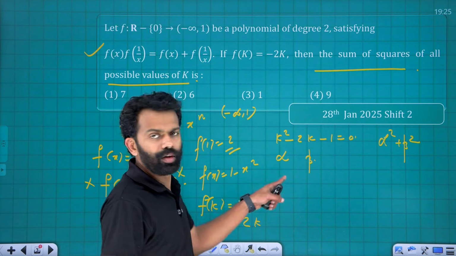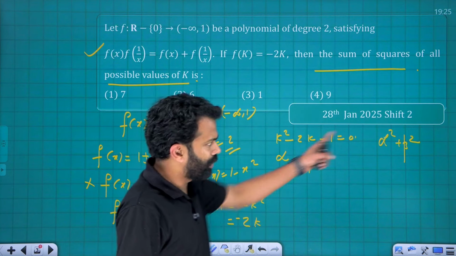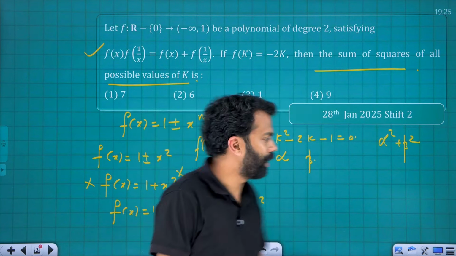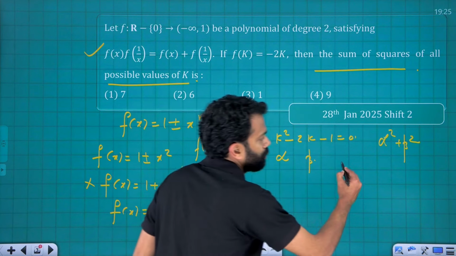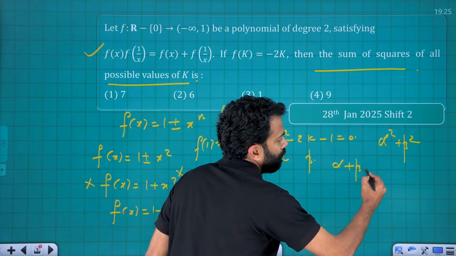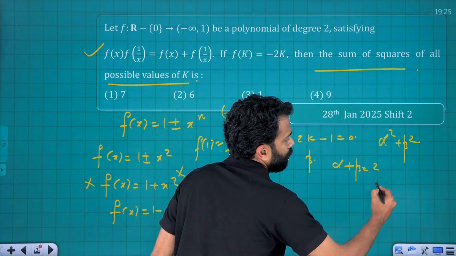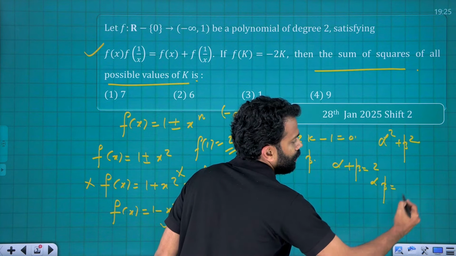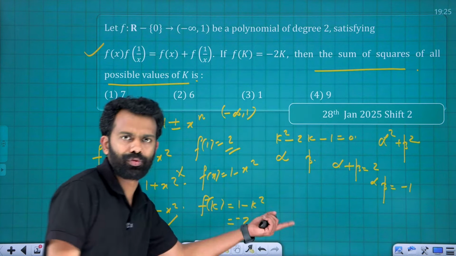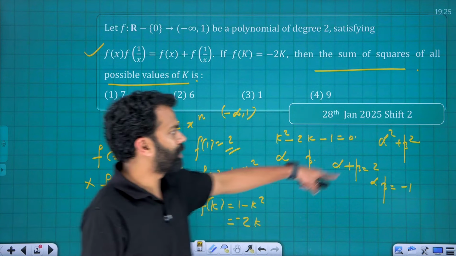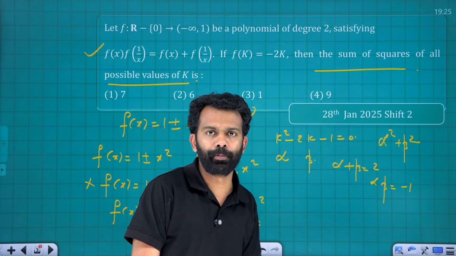One value of k be alpha and the second value be beta. So the sum of the squares will be alpha square plus beta square. Okay, so from this quadratic expression, what is alpha plus beta? Alpha plus beta is equal to 2, and what is alpha beta? That is equal to minus 1. Sum of roots and product of roots. So from this, how will you find out alpha square plus beta square?